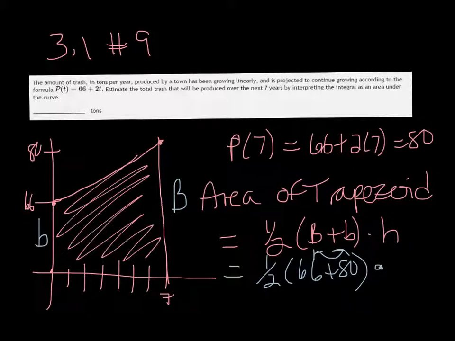the height of this would go from here, this blue dotted line, from here to here, the height h is equal to 7. So let me put 7 in there instead of h. And when you multiply it all out, you should get 511.